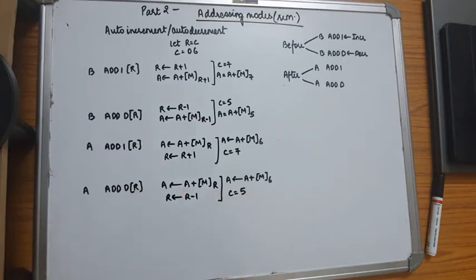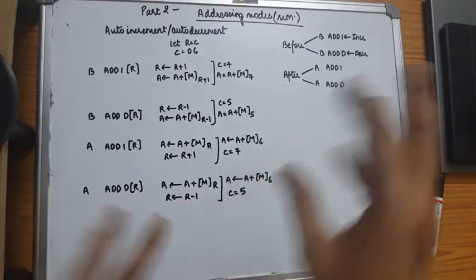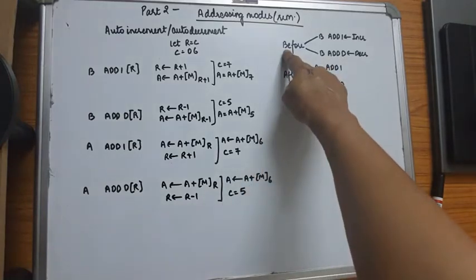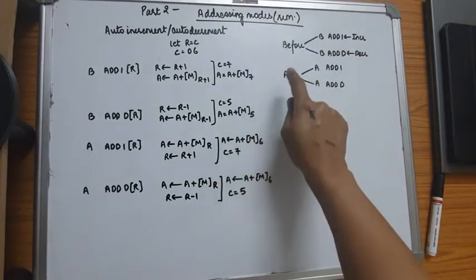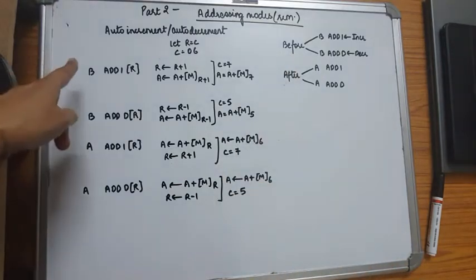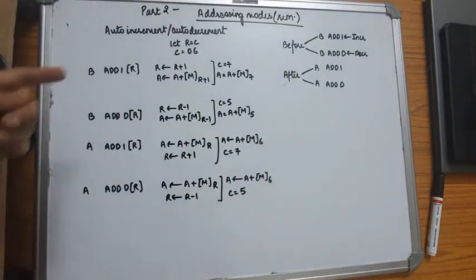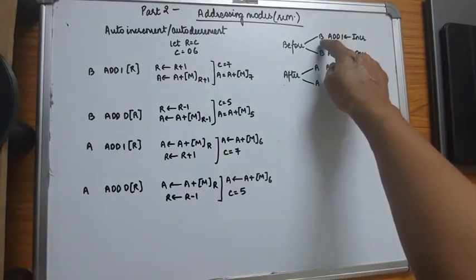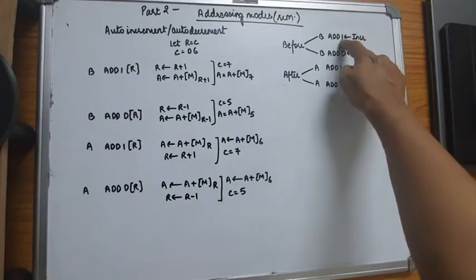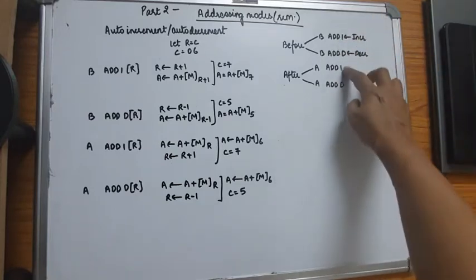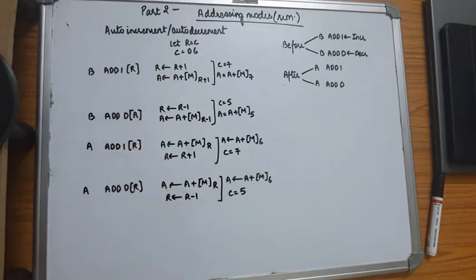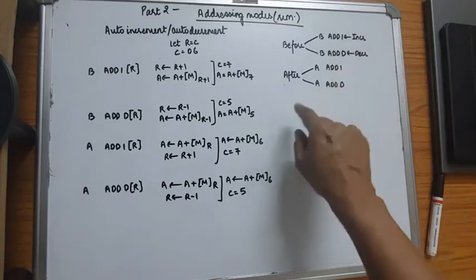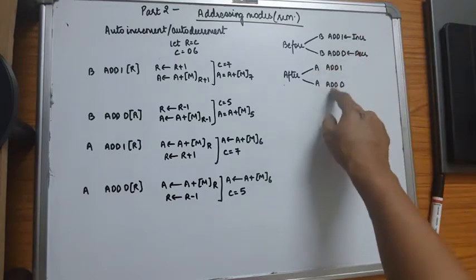How it happens, let us first understand the different things that are written on this board. Here B stands for before and A stands for after. If an instruction is written as B add I, the I here stands for increment and D stands for decrement. So, before add increment, before add decrement, after add increment and after add decrement.